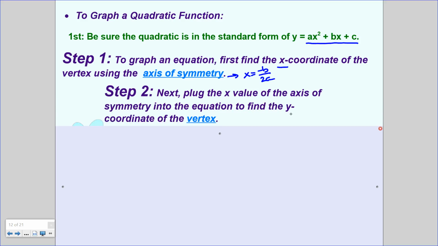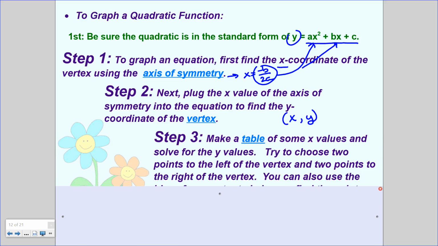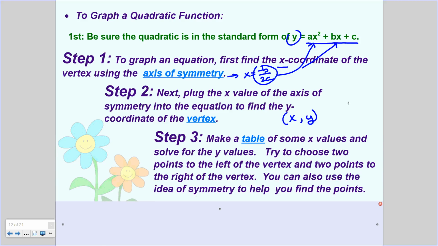Once we find the x-coordinate of the vertex, we're going to then find the y-coordinate of the vertex. So that means whatever this number is, we're going to substitute it in for x into our equation, simplify, and get the y. And so this will give us the entire ordered pair for that vertex. Once we've done that, we will know where that high or low point is for our parabola by the vertex.